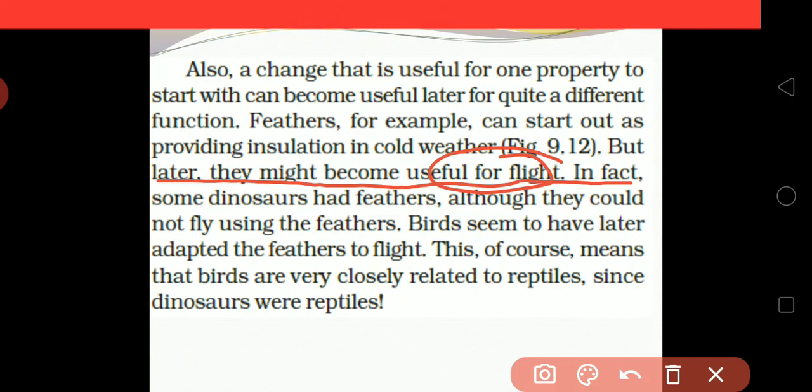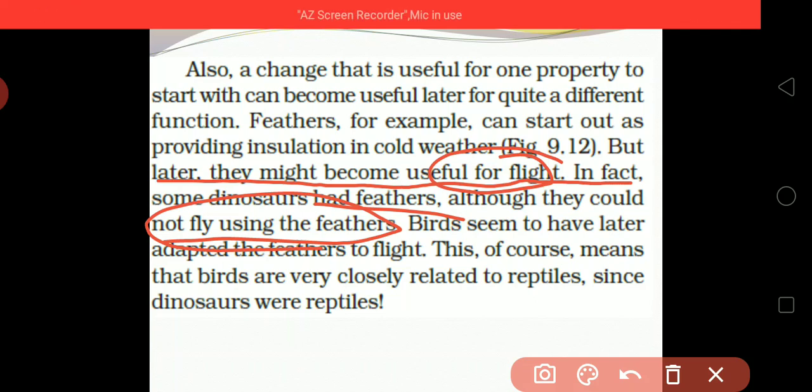In fact, some dinosaurs had feathers, although they could not fly using the feathers. Dinosaurs which had feathers still could not fly with them. Why? Because they have different characteristics compared with other animals or birds. All the birds and animals have their own characteristics and specializations, which are very useful for them, and that makes them differ from others.